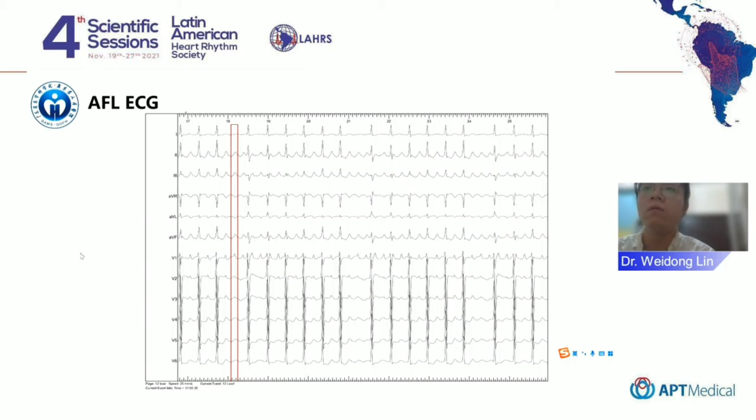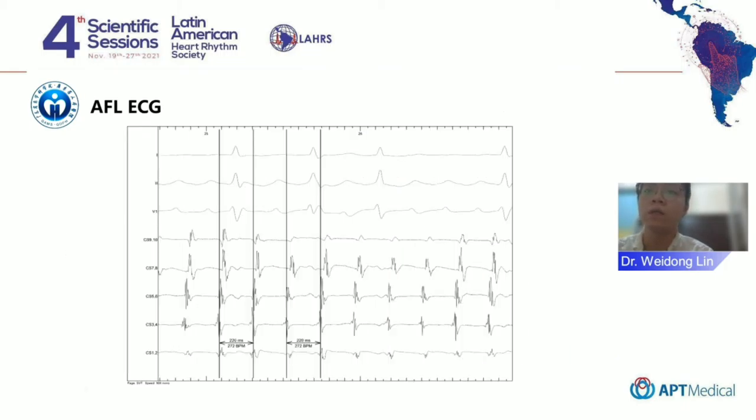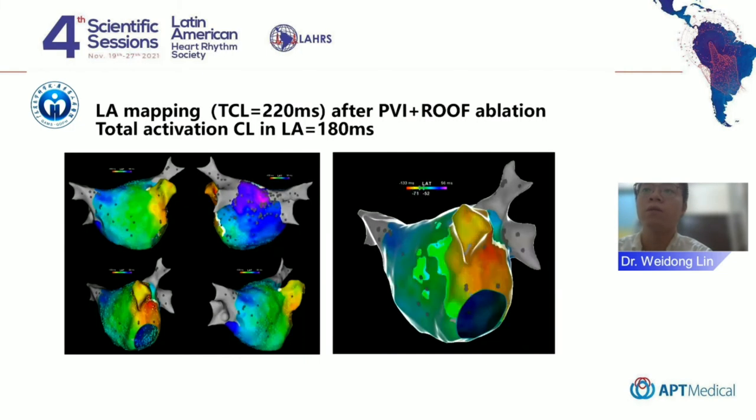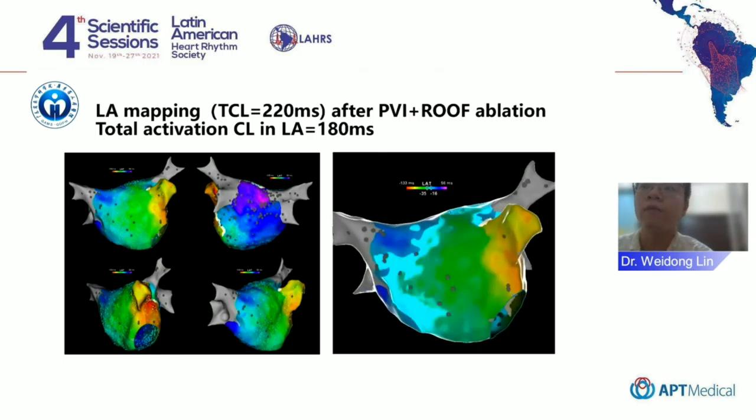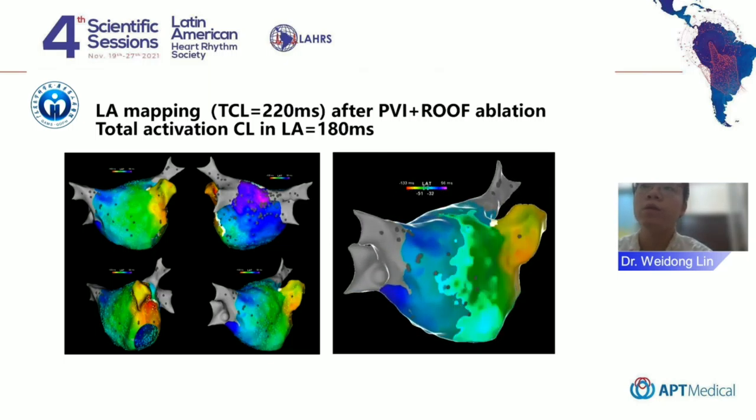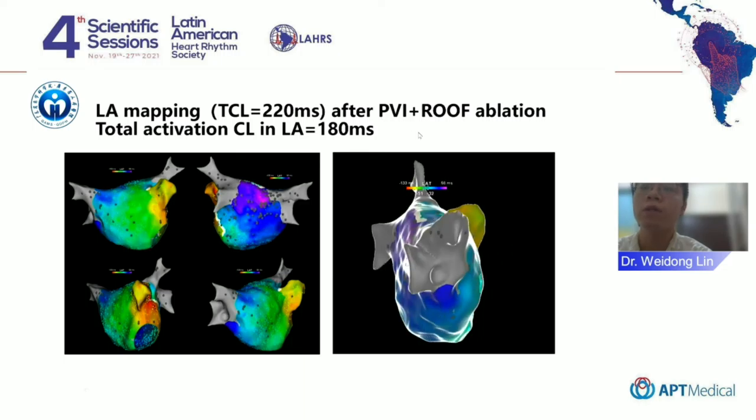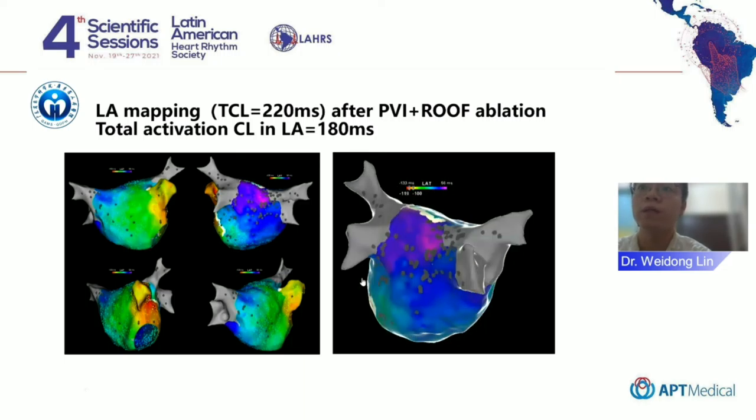But we can also see the cycle length. This is the coronary sinus catheter. We can see the activation in the coronary sinus catheter is from distal to proximal, and it also seems that it is a tachycardia coming from the left atrium. So we used the Carto mapping in the left atrium after the PVI and roof line ablation.